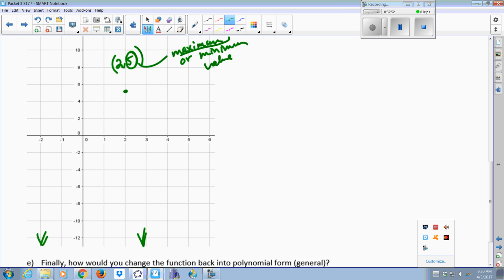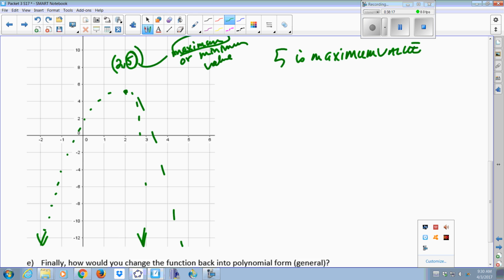Right. So since this graph goes down, we know that's the highest value. 5 is the maximum value. Yep, 5. There's not going to be any other y value bigger than 5 in this whole infinite number of points. So we know something about this. We don't know yet where it's going through, but we know it's going to do something like that. That's all we know right now. We're going to get more information in just a minute.